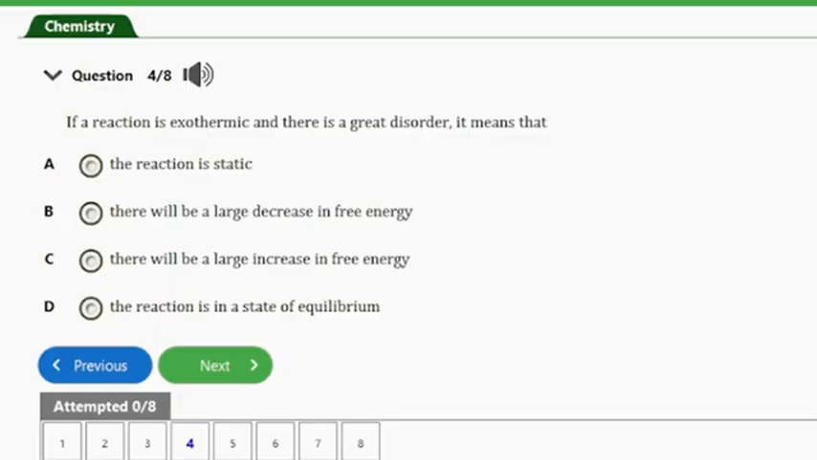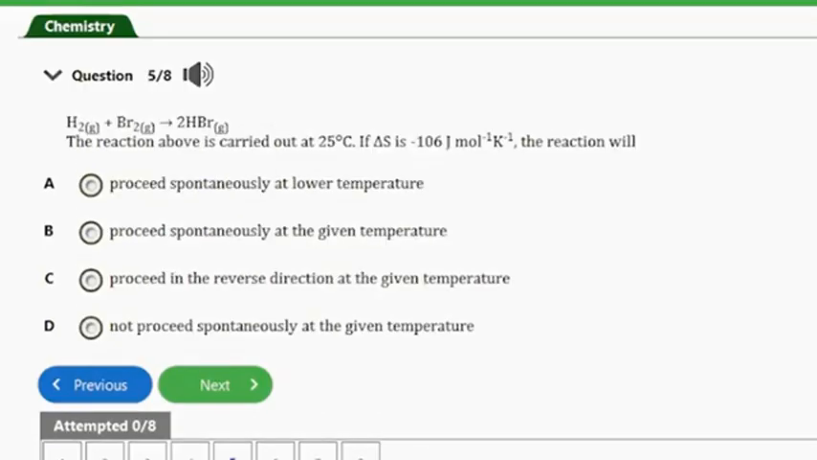So this means that an exothermic reaction with a great disorder is likely to be spontaneous. So this will lead to a large decrease in the free energy. So guys, that will be option B here, and that's the answer to this question. So let's consider the next question, guys.